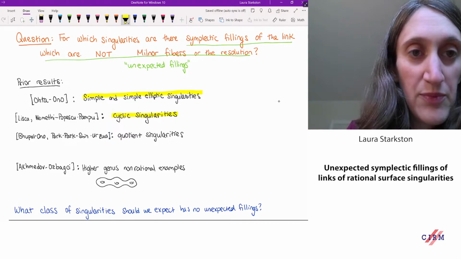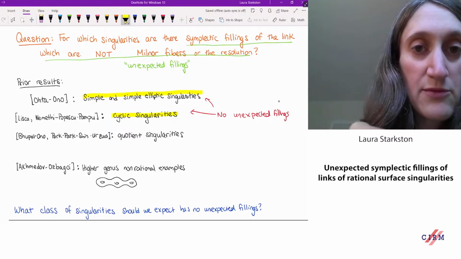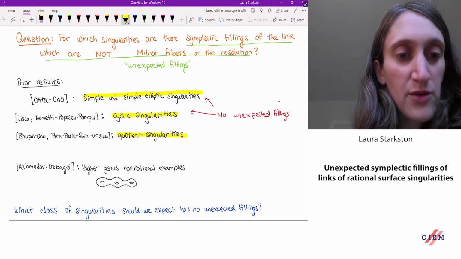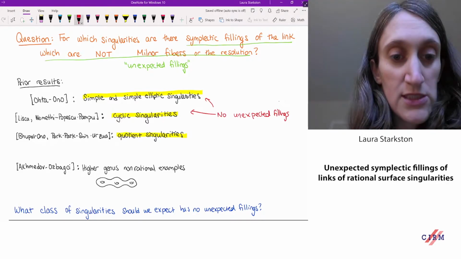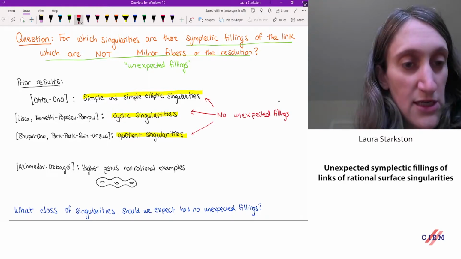So there's no unexpected fillings in these cases. And more generally, from cyclic singularities, you could look at quotient singularities. Bhupal and Ono had done some work to characterize properties of their symplectic fillings, and Park, Shin, and Urzúa did the comparison with the Milnor fibers to say, again, all of the symplectic fillings actually are showing up as Milnor fibers or the resolution. So in all of those families, nothing was coming up in symplectic geometry that hadn't already come up in the complex deformation theory.